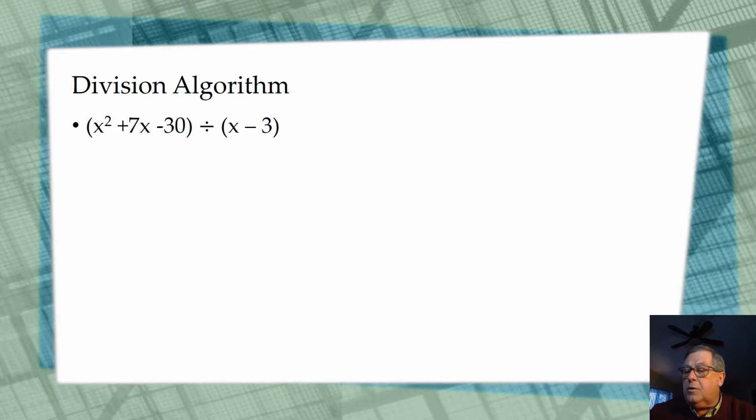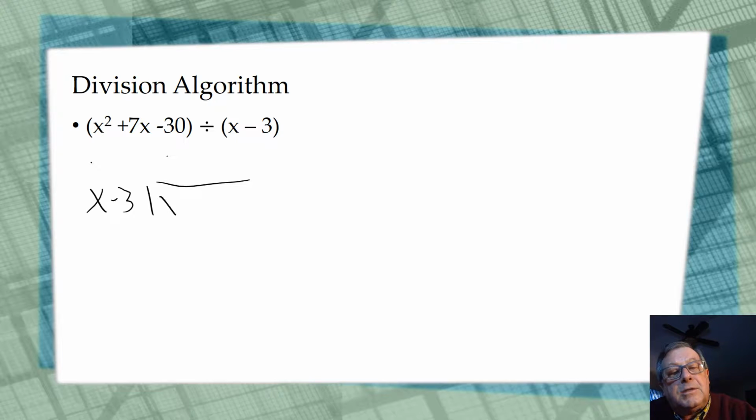And this is very similar to what you may have learned back in your arithmetic days with long division of numbers. But let's go ahead and set this up, and then we will solve this. So we've got x minus 3 divided into, well, I should have left myself a little more room. Let me erase that. Give myself a little bit more room up at the top. X minus 3 divided into x squared plus 7x plus 30.